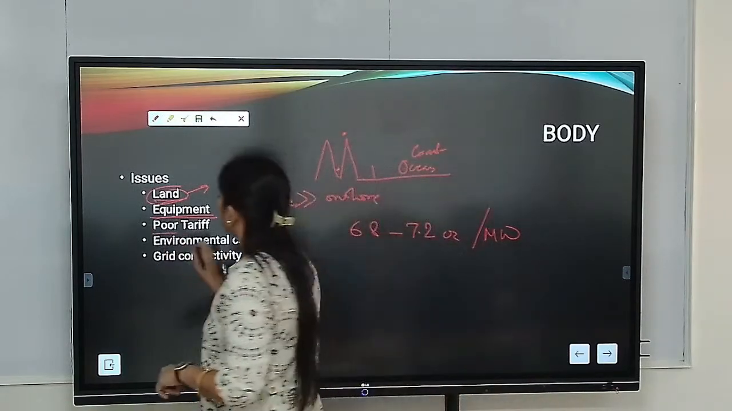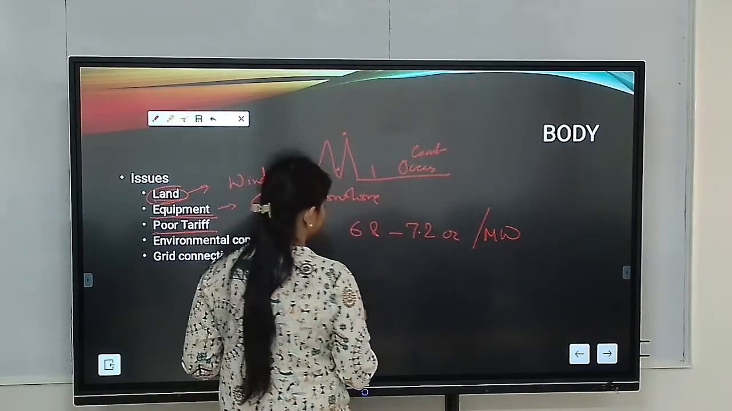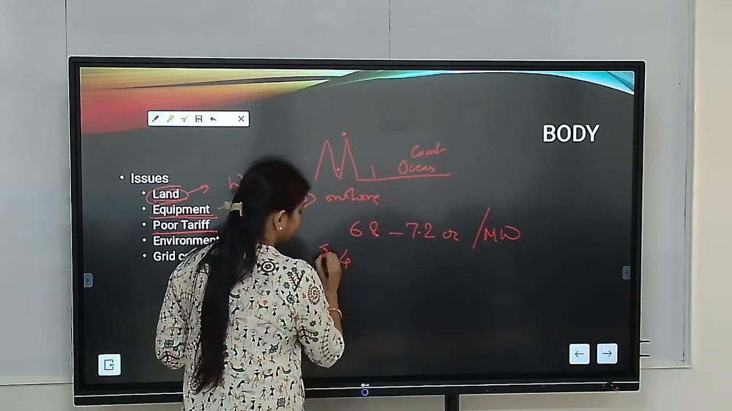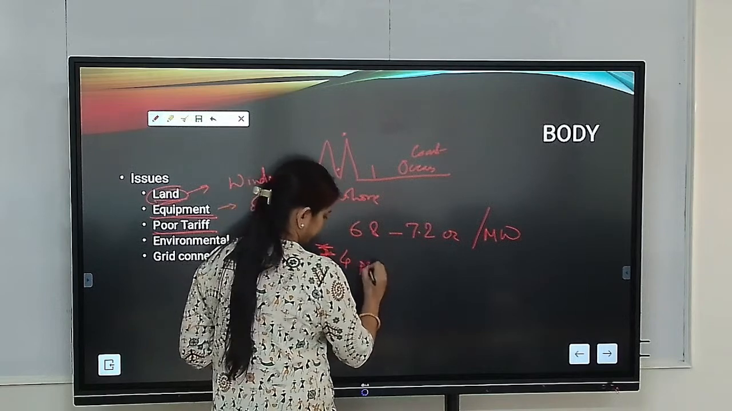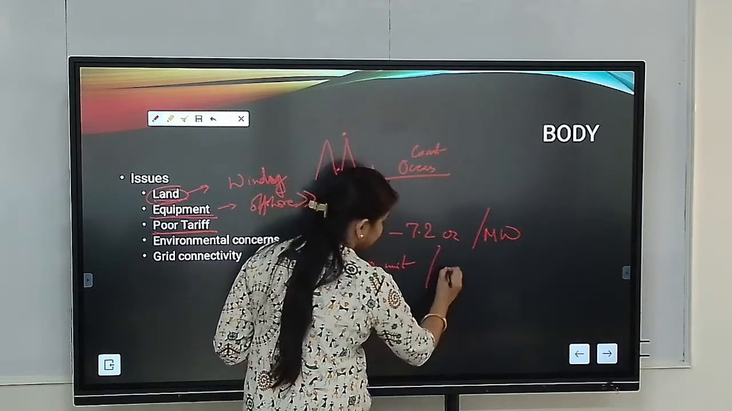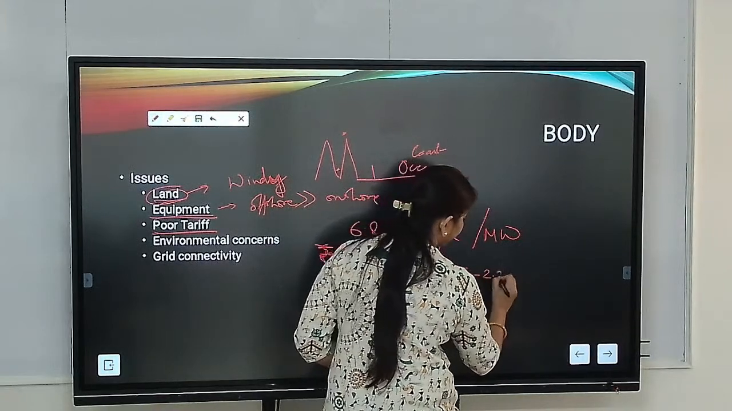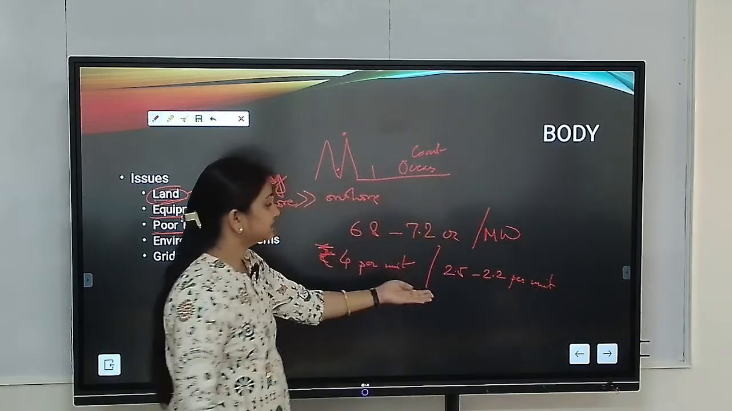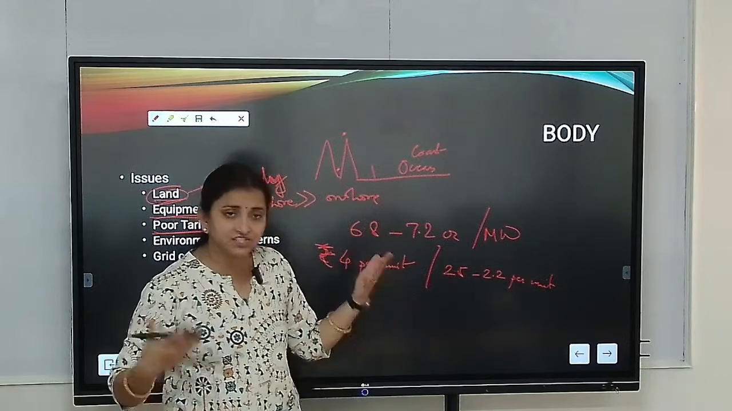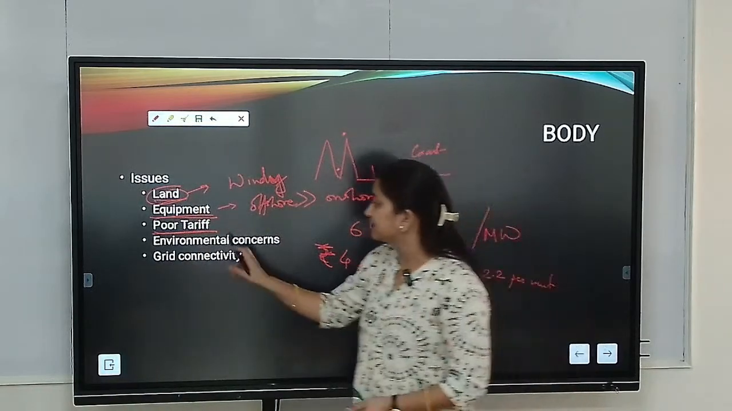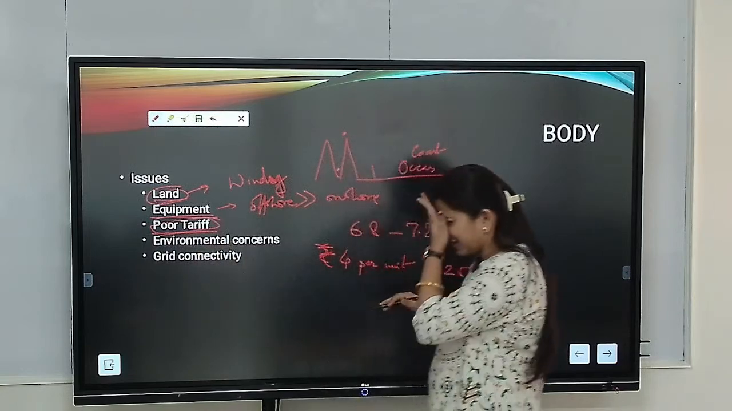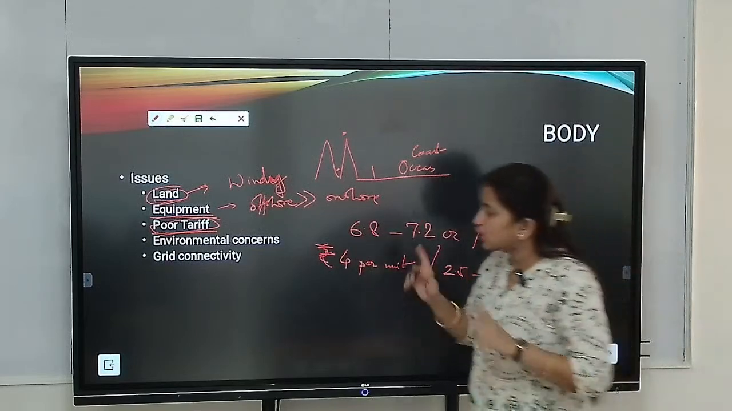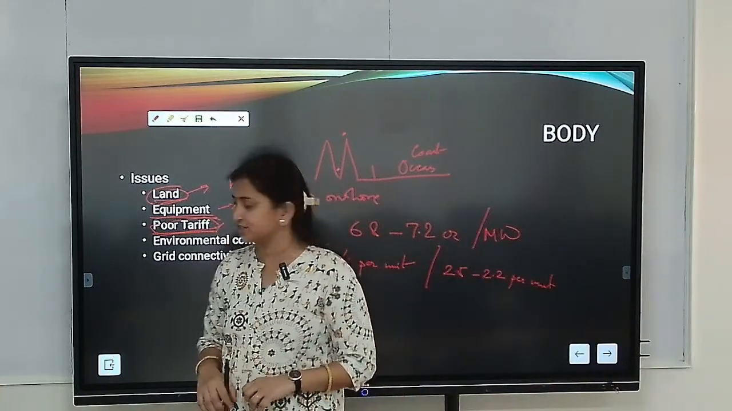Plus poor tariff. In India, electricity is subsidized to a great extent. Initially the tariff was approximately 4 rupees per unit, but recently the government has brought this down to approximately 2.5 or even 2.2 rupees per unit in certain areas. Now imagine, this is the amount that they are spending, and this is the amount that they are getting. So why would a generator generate wind energy? Because of such poor tariff, generators are not getting any motivation for generation of wind energy. So that is also limiting our potential.